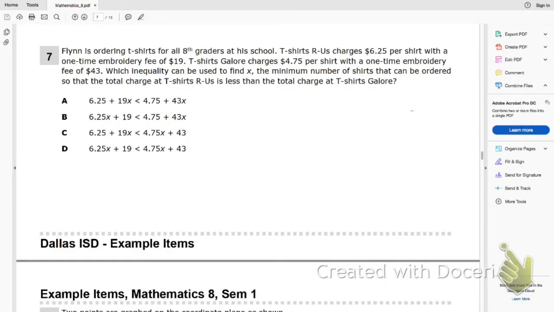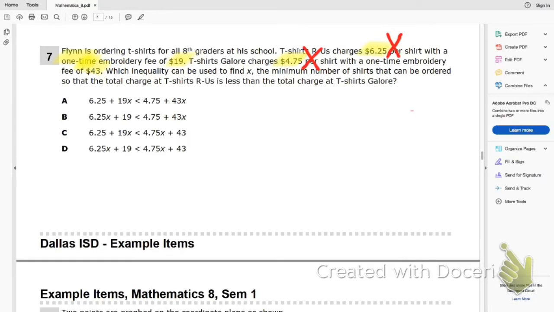This is question number 7 on the practice ACP. So we'll go ahead and read it. Flynn is ordering t-shirts for all 8th graders at his school. T-shirts R Us charges $6.25 per shirt, with a one-time embroidery fee of $19. I like to put an X through it, because the one-time fee is going to refer to a constant. We already found our coefficient with a variable behind it. T-shirts Galore charges $4.75 per shirt, with an embroidery fee of $43.